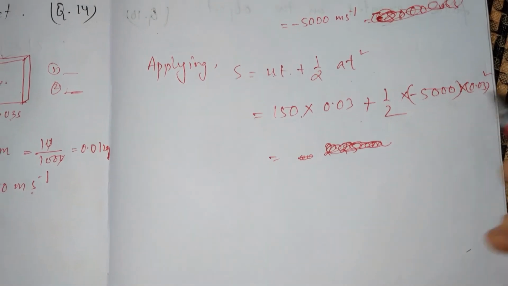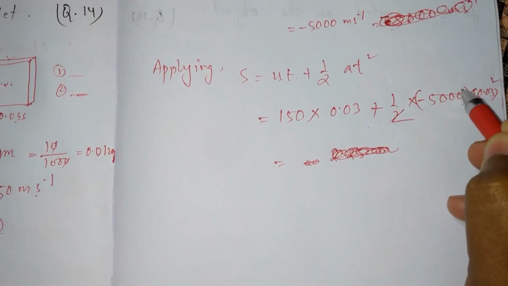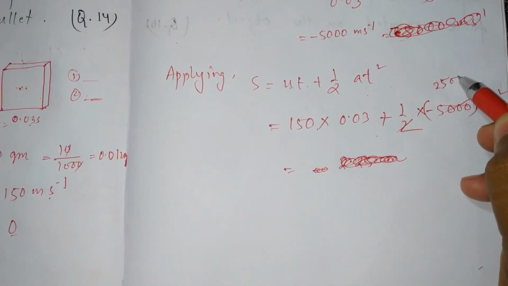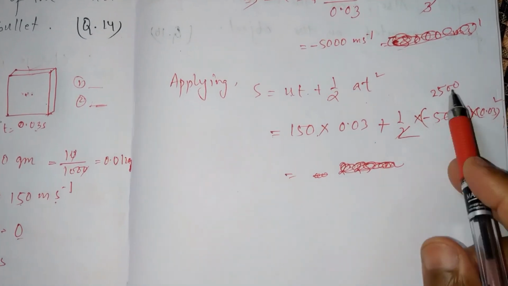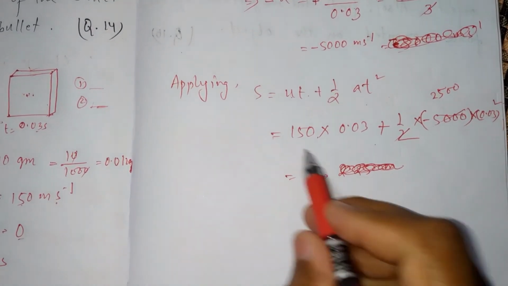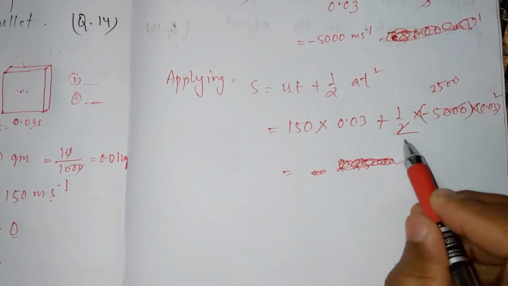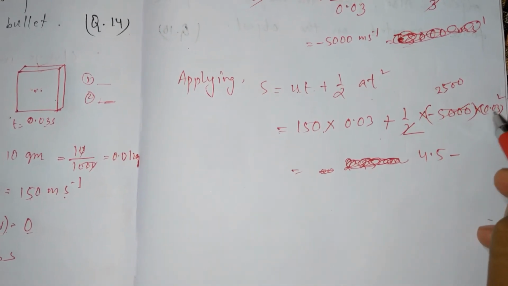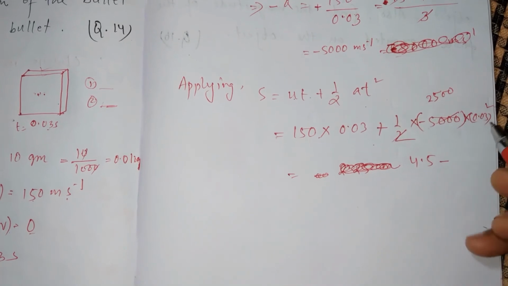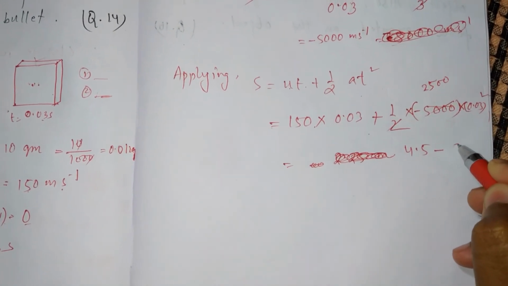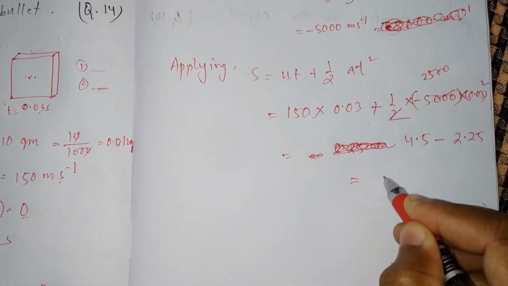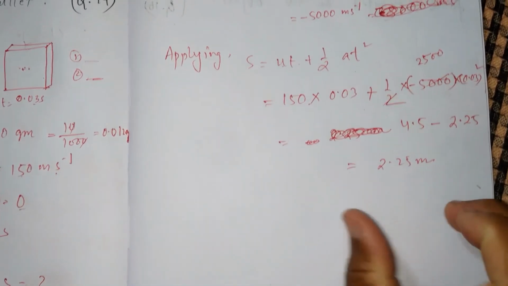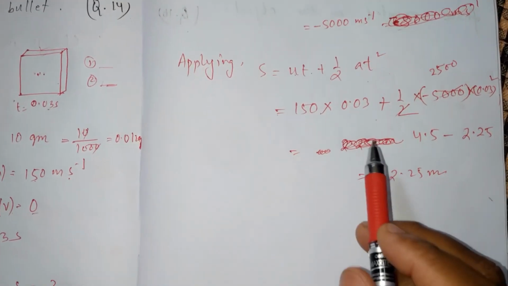So we'll cut this 5000 with 2, it becomes 2500. This will be the result after cutting it. Then if you multiply 150 by 0.03, it becomes 4.5, and we have to find the square of 0.03, then multiply with 2500, it becomes 2.25. So the answer will be 2.25 meter. This will be the distance of penetration of the bullet through the wooden board.